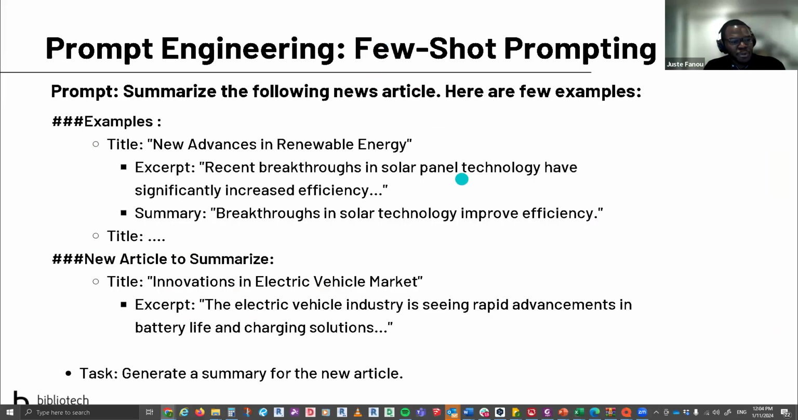Then there's something called few-shot prompting. That is when you give the model an example of what it is, or the expectation of the output. So you would say, hey, summarize the following news article. Here are a few examples of what I've done, and you provide as many as you want, but usually 2 or 3 is sufficient. And then you say, okay, here's your new article to summarize. Here's the excerpt, and then write me the summary, right? So now it will learn very quickly from the examples that you've provided, and then it will be able to give you something in the same format as what you've provided previously.